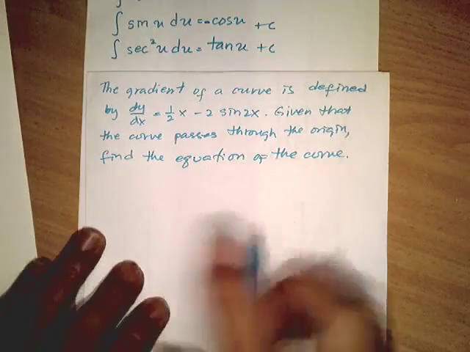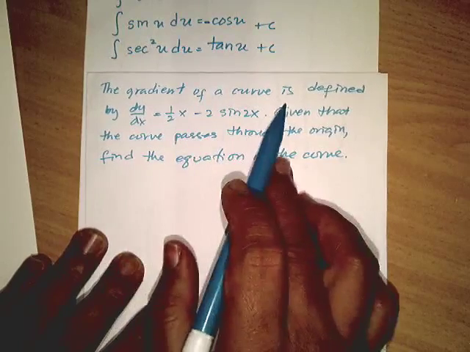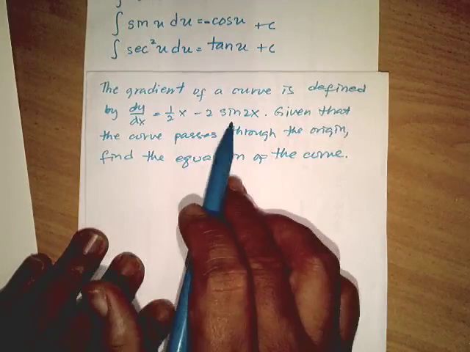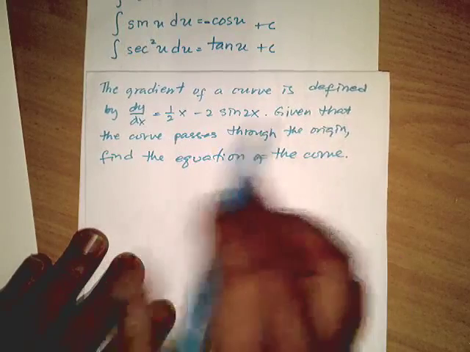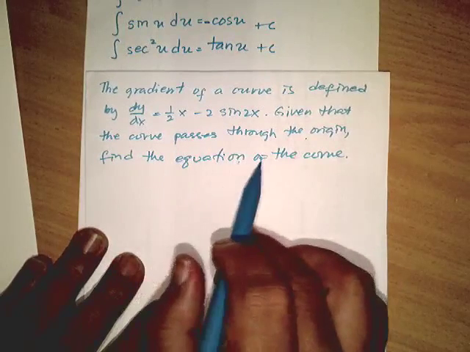Alright, so let's try to discuss this example. The gradient of a curve is defined by dy/dx equals 1/2 x minus 2 sine 2x. Given that the curve passes through the origin, find the equation of the curve.